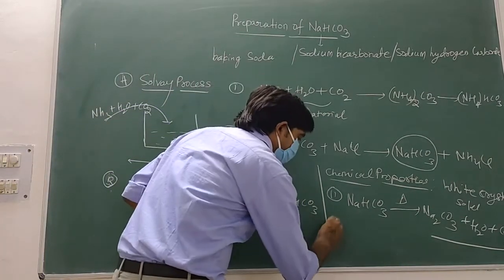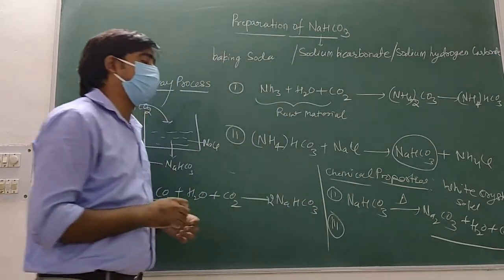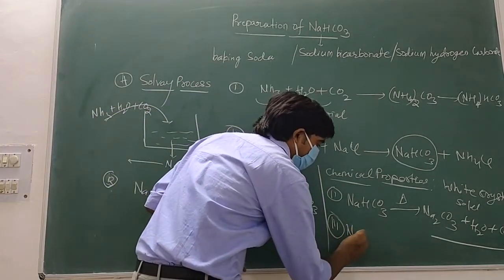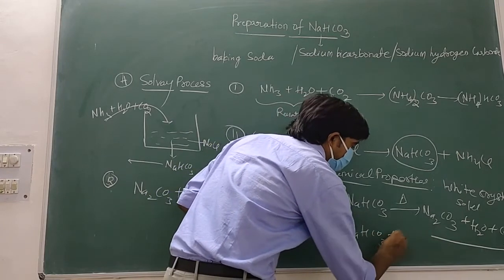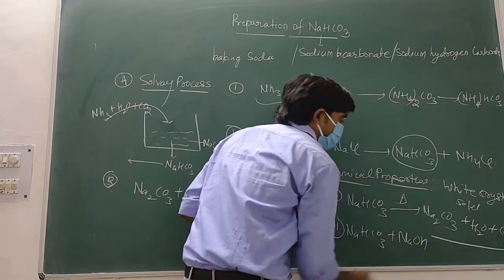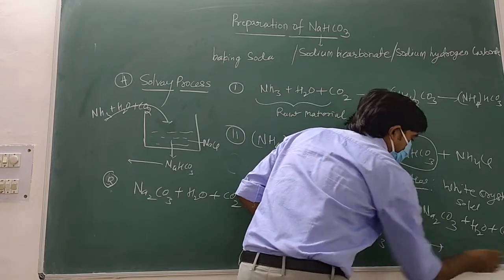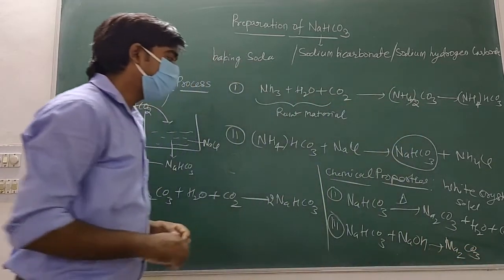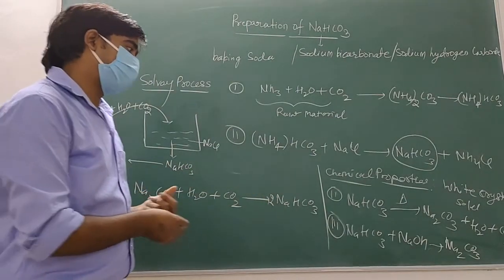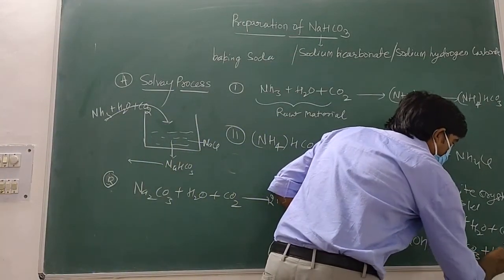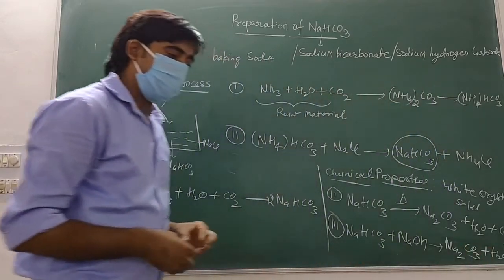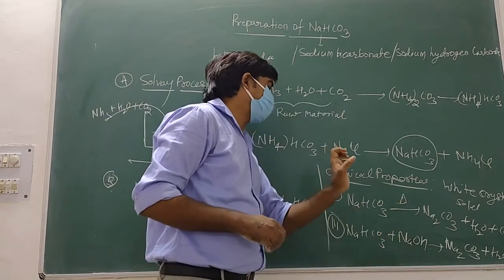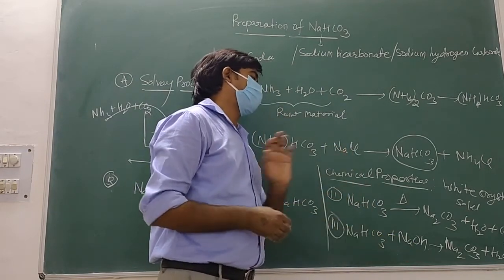Another property is that when it reacts with alkaline solution, NaHCO3 reacts with NaOH, it forms Na2CO3, sodium carbonate, and releases one water molecule. You can balance this reaction. So this is the action with alkaline solution, and the earlier one is the heating effect of sodium bicarbonate.